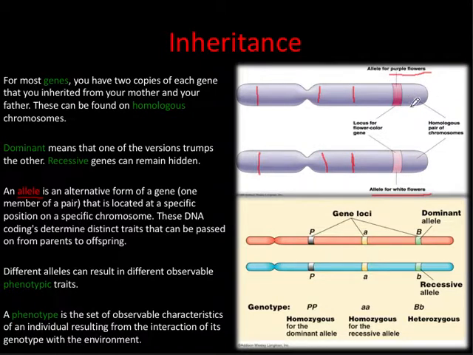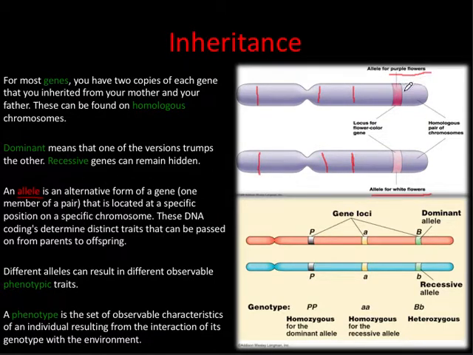They're the same gene telling the plant to produce a color flower, but you can get different versions of it, meaning that one allele, one version of the gene says make purple flowers, and one version says make white flowers. And these different versions of the same gene are referred to as alleles.